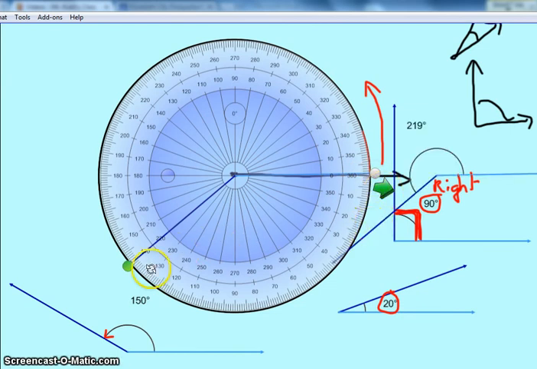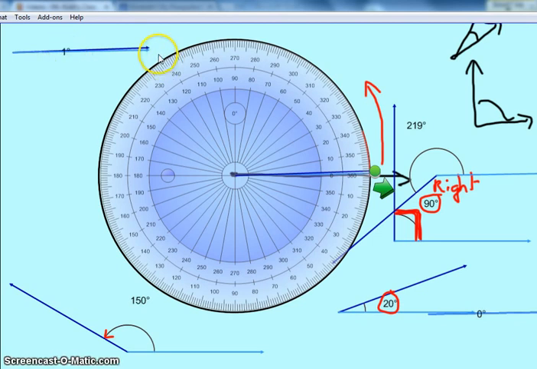Oh, that's not what I wanted there. It's 219. I've moved it back. So let me move it back. Oh, it went to 0. Hold on. Oh, I don't want a 0 degree angle. There we go. So there, as you can see, that is a 1 degree angle right here.